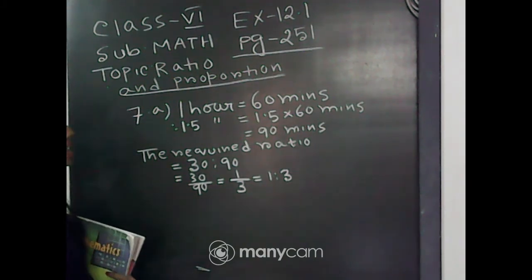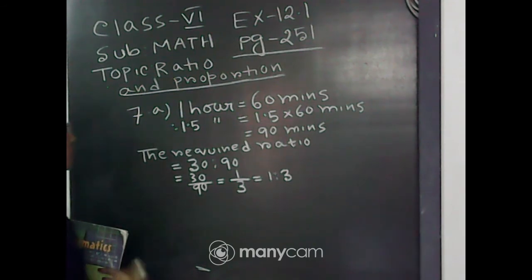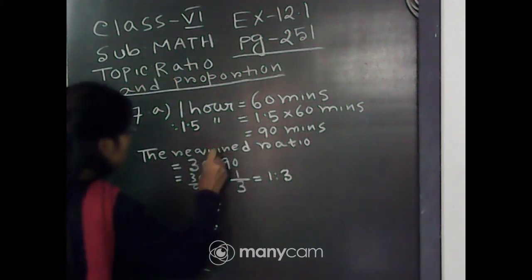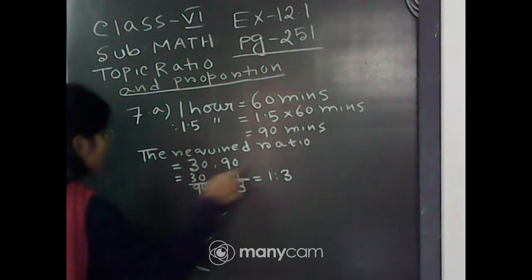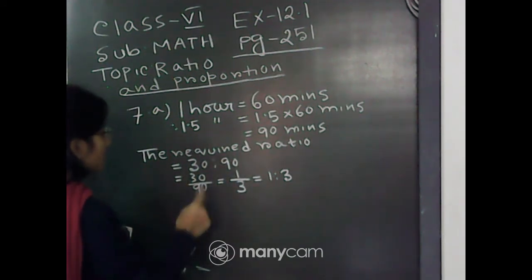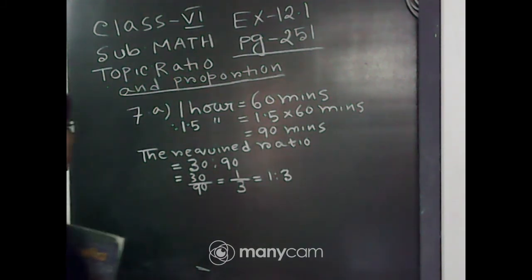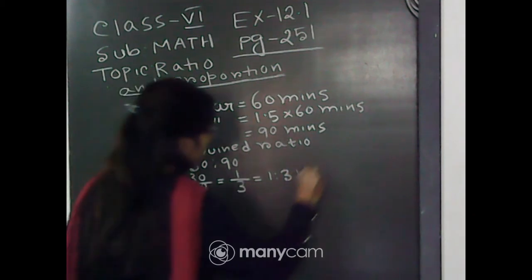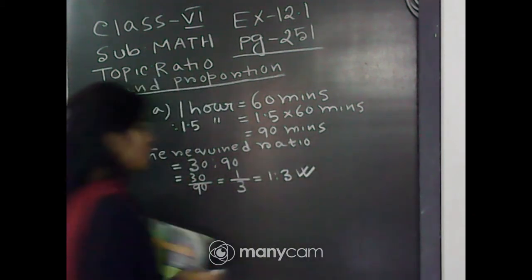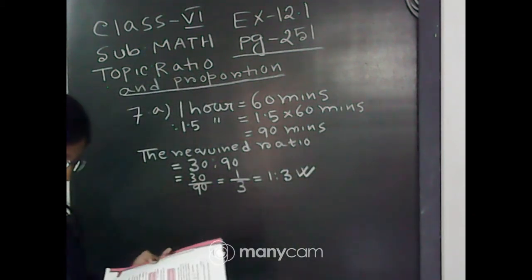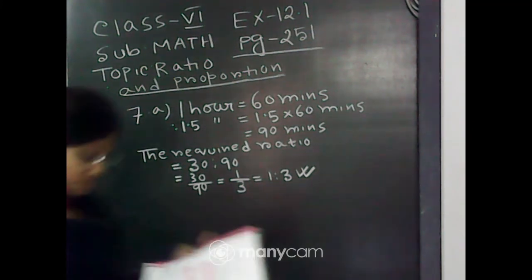We use unitary method here, and therefore the required ratio is equal to 30:90. We can write this as 30 divided by 90. Now we divide both the numerator and the denominator by 30, and we get the required ratio is 1:3. Next question 8.